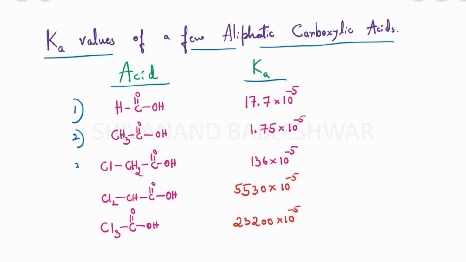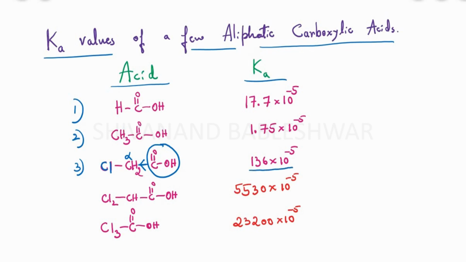And if you see the third one, this is the functional group, right? And here this is the alpha carbon atom, and on alpha we have Cl, so therefore it is called alpha chloroacetic acid. So there is a halogen in place of one of the hydrogens of the alpha carbon. Halogens are electron withdrawing groups, so they withdraw the electrons. When they withdraw the electrons, the electrons are shifted towards the halogen, so therefore acidic strength increases. So here the Ka value, you can see, is 136 into 10 to the power of minus 5.